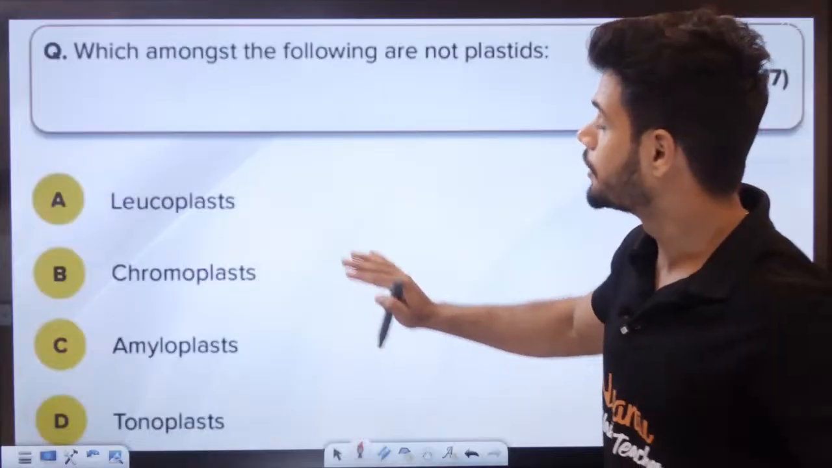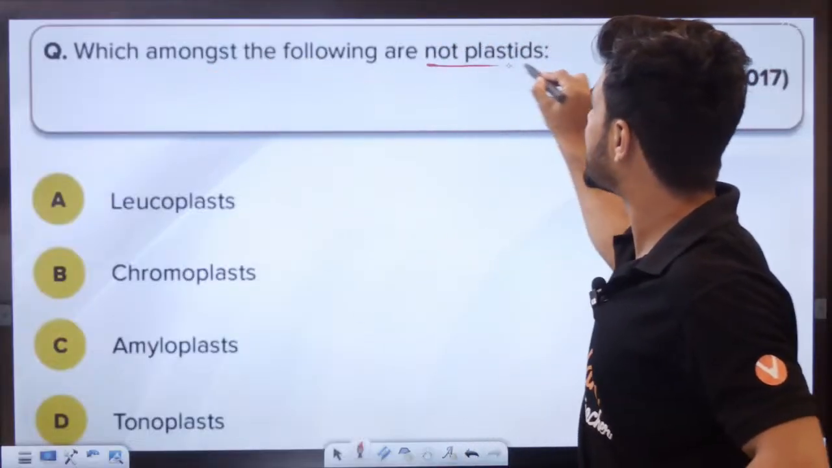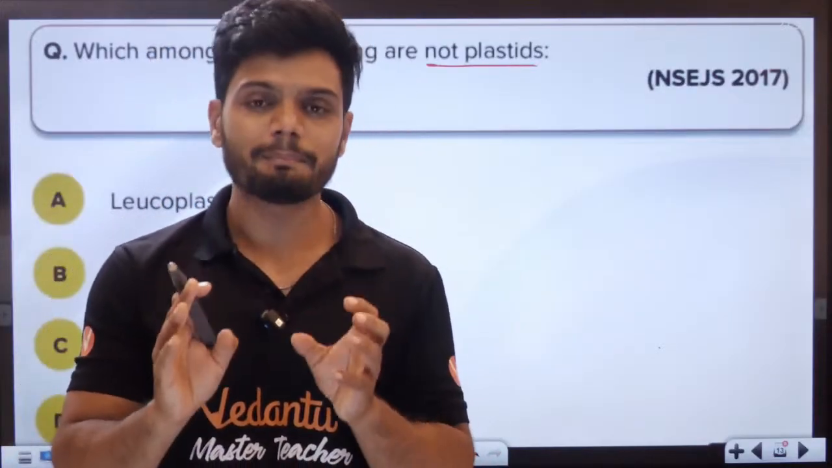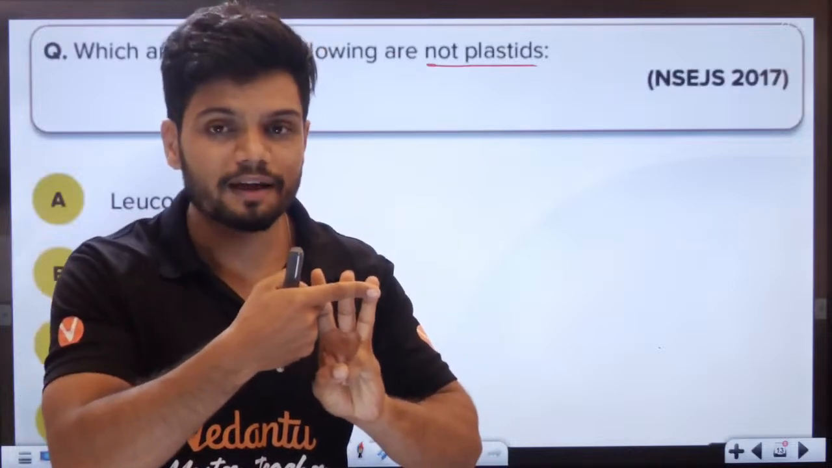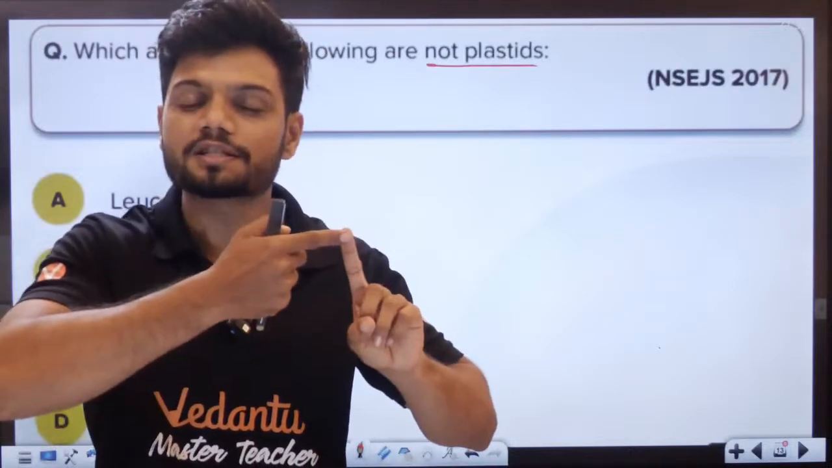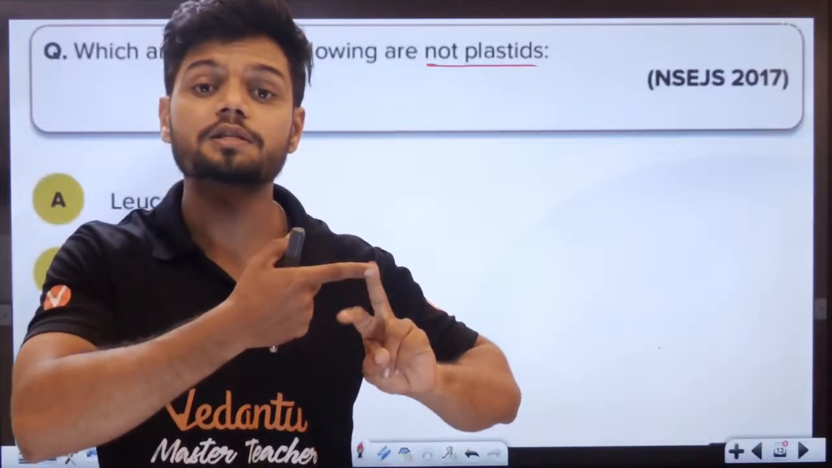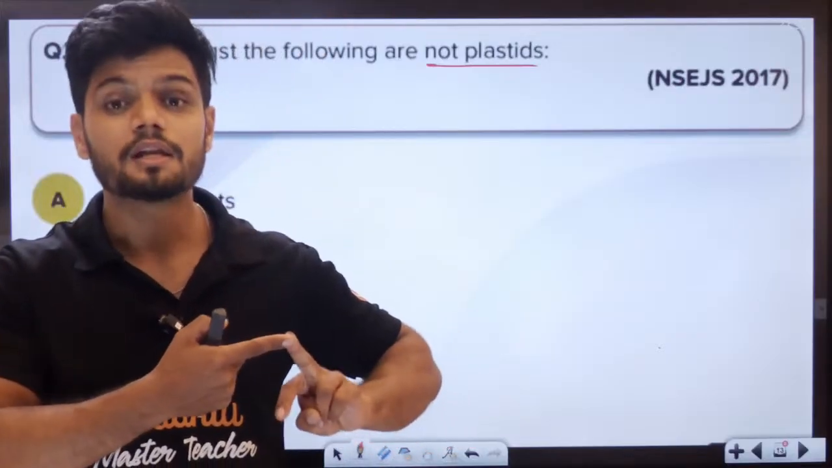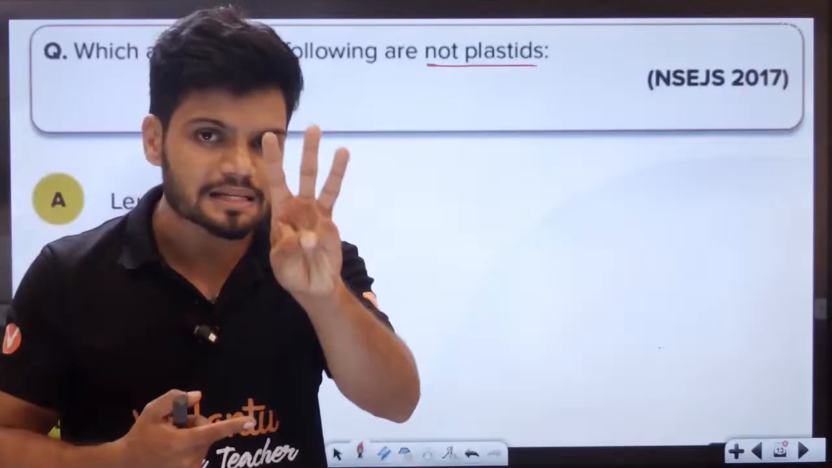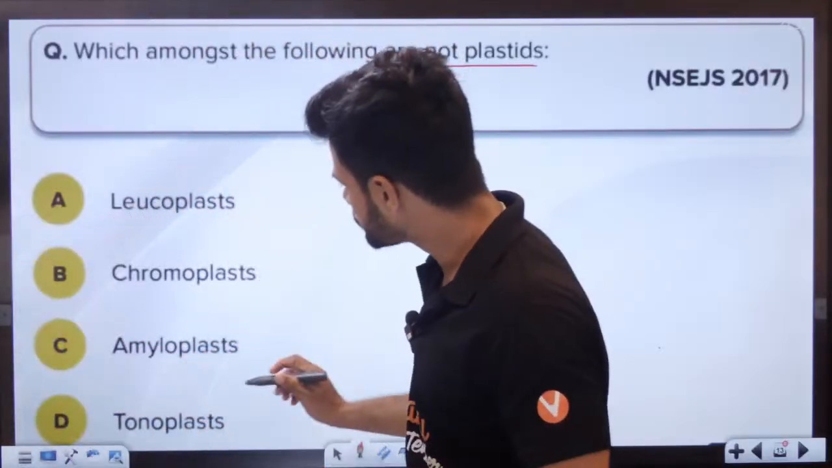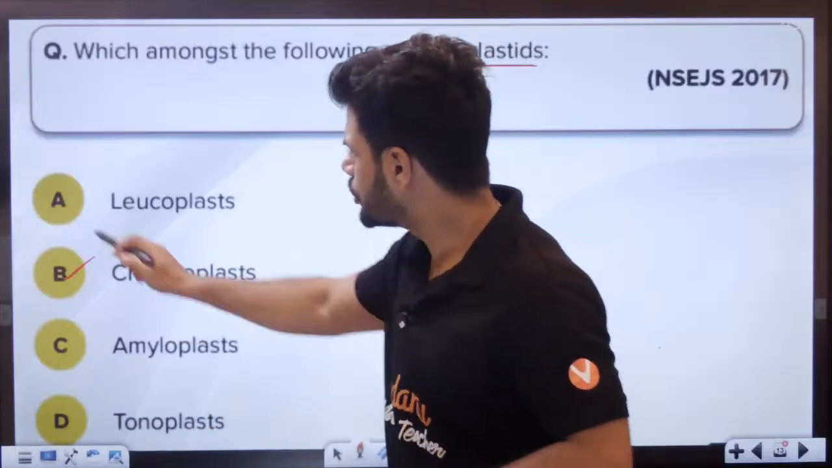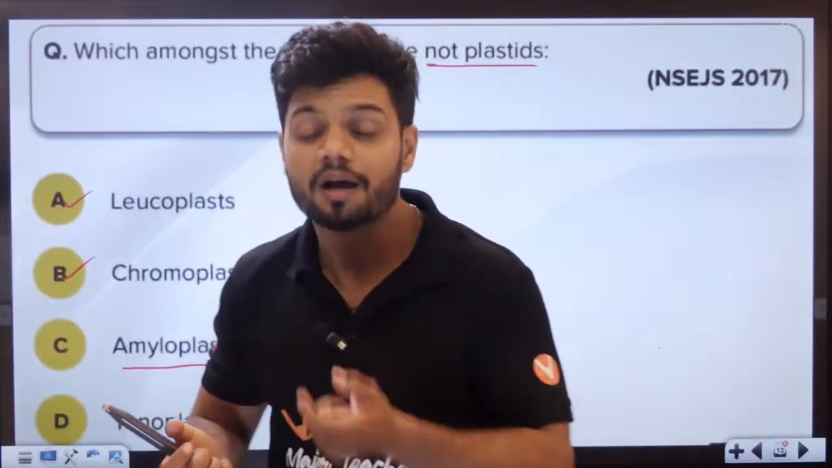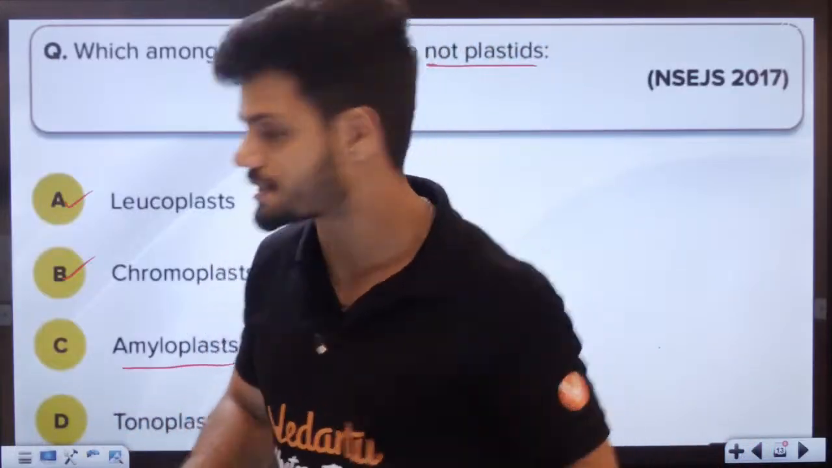Which among the following is not a plastid? Now, in a cell, we mainly have 3 types of plastid. How many do we have, students? One is called a chloroplast. One is called a chromoplast. Which is the third one? Leucoplast. 3 types of plastids are present in a cell. So we know chromoplast is part of it. We know leucoplast is part of it. But then what is amyloplast? Amyloplast is a type of leucoplast.